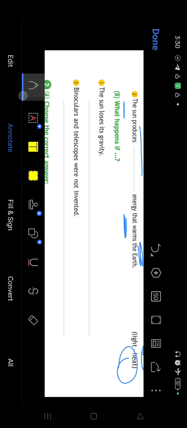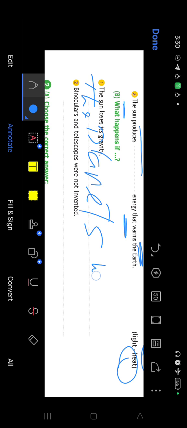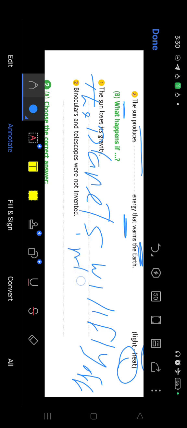Question here saying what happens if the sun loses its gravity? Yeah, it's different for the planets. Maybe the planets will float into space. Fly off into space.